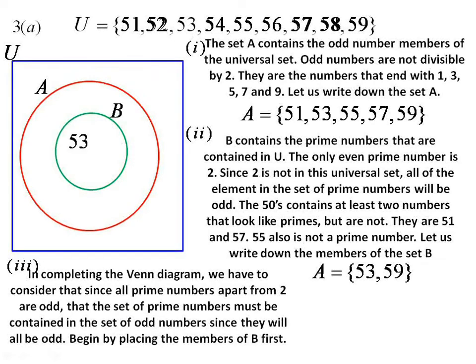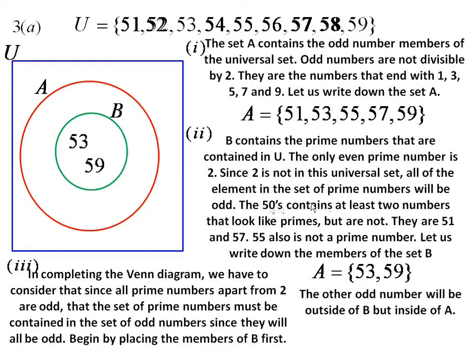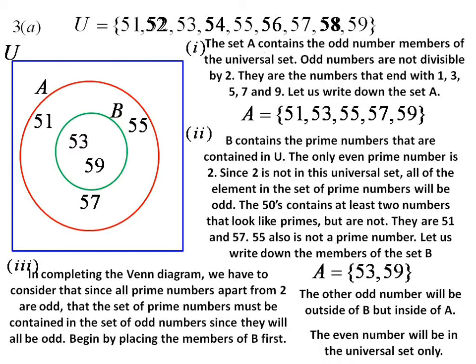Put in the set of prime numbers first. So the first prime number is 53 and the other one is 59. We do not have any other. So the other odd numbers will be outside of B but inside of A. 51 is inside of A. 55 is inside of A. 57 is inside of A. They are not inside of B though.